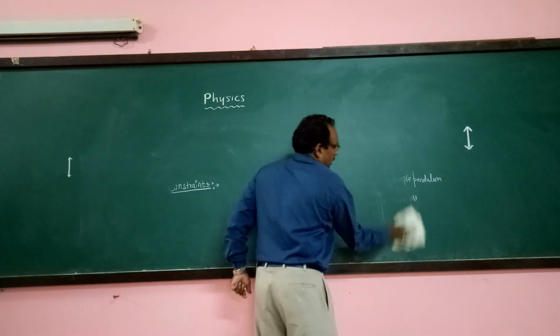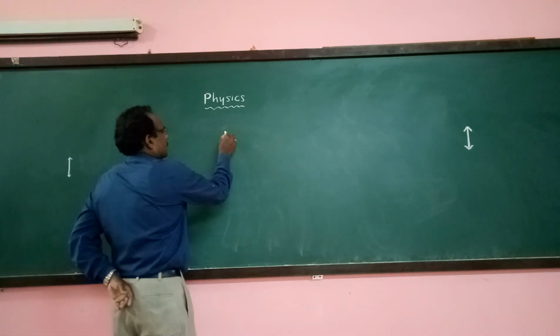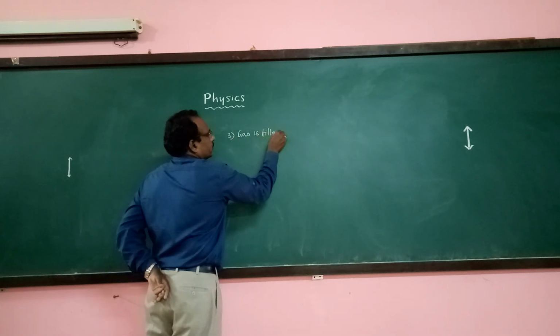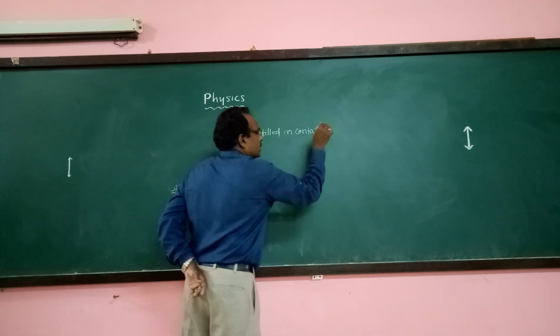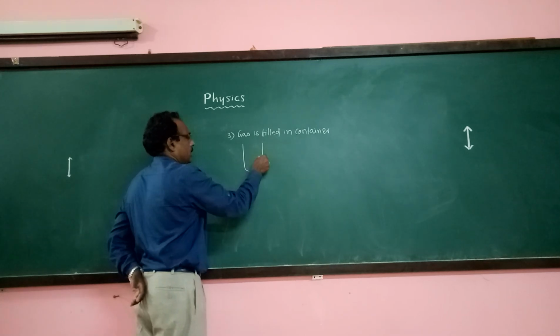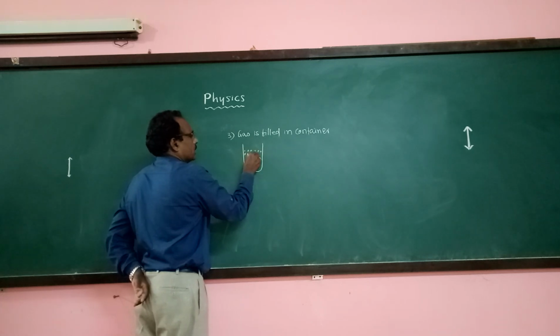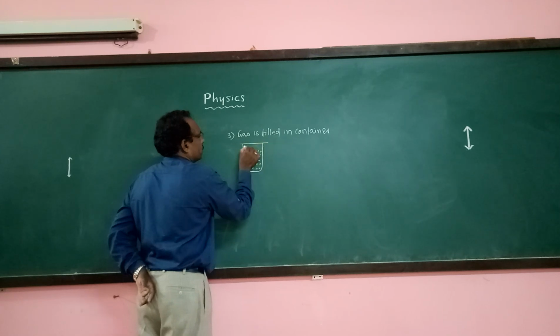Say gas is filled in a container. So, the third example: gas is filled in a container, and the container is closed. I want to say here, this is a container and the gas molecules are filled in it. The dots represent gas molecules here. There are innumerable gas molecules, we cannot count them. And say the gas is enclosed.